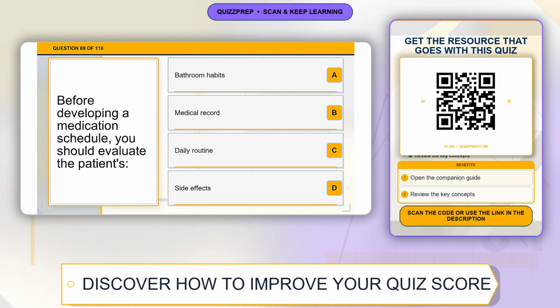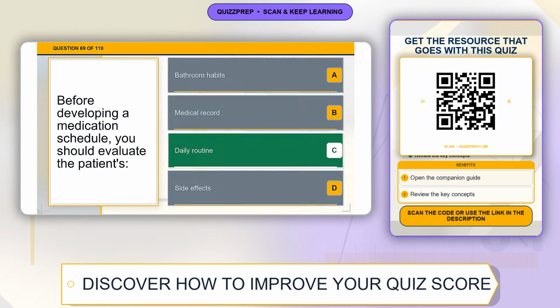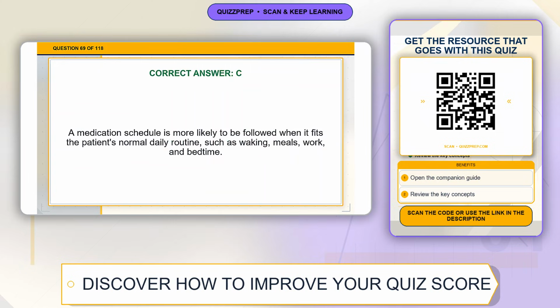Question 69. Before developing a medication schedule, you should evaluate the patient's option A, bathroom habits, option B, medical record, option C, daily routine, option D, side effects. The correct answer is option C, daily routine. Explanation. A medication schedule is more likely to be followed when it fits the patient's normal daily routine, such as waking, meals, work, and bedtime.